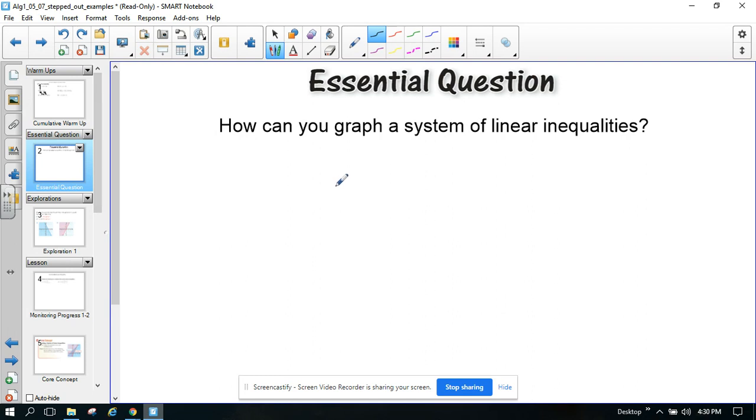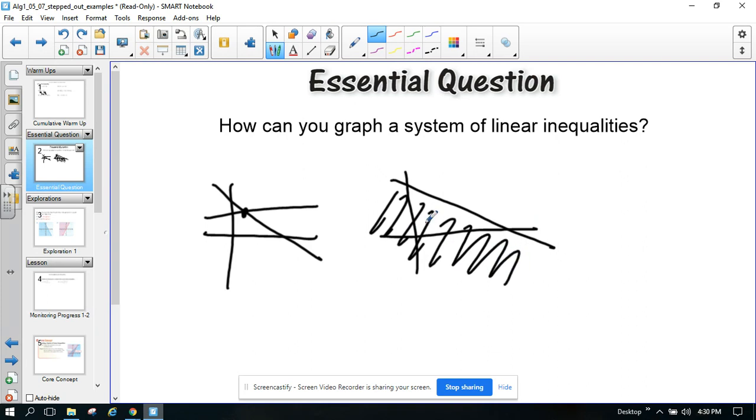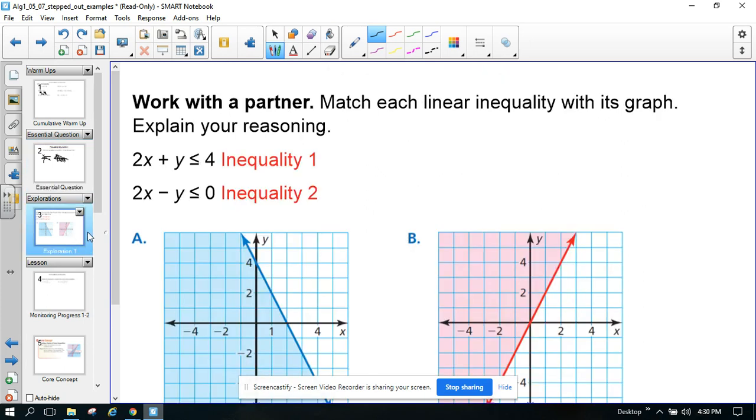Our essential question: how can you graph a system of linear inequalities? So remember, we've been doing linear equations, right? So here's our graph, and maybe here's our two lines, and where they intersect, that is the solution to the system of equations. Guess what? Now we're going to graph something that might have a whole big section that it is true of. The solution set is a whole section of it. This will make more sense in just a second.